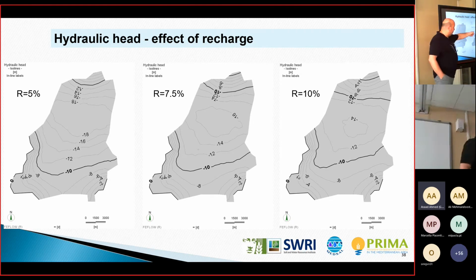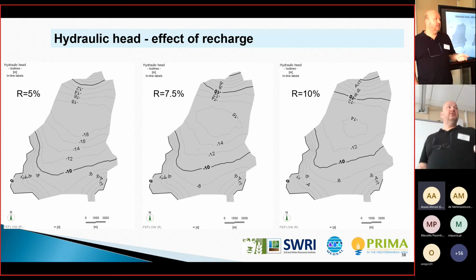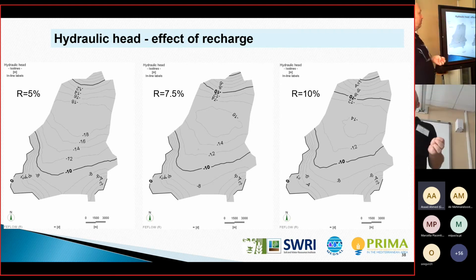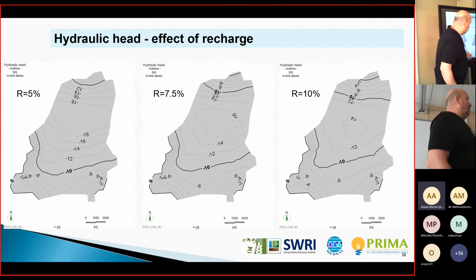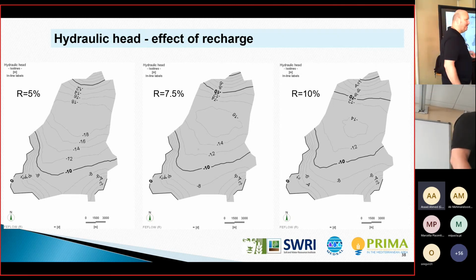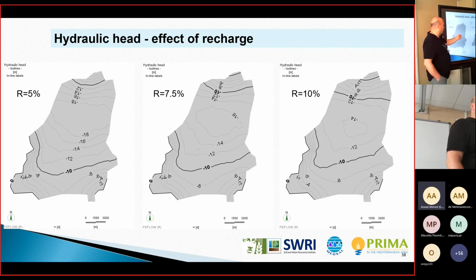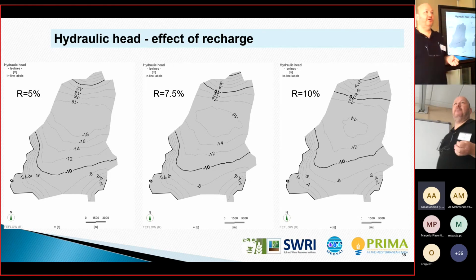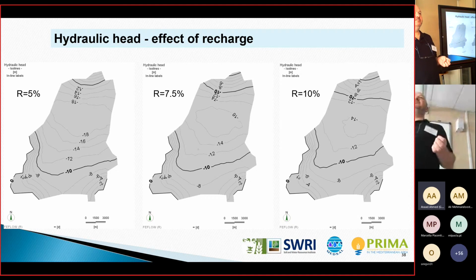But in the middle of the aquifer, or on the north part of the aquifer, as you can see, we take quite different results. And particularly for the 10% of recharge, we see higher values of hydraulic head. We see minus 14 in the middle, compared to minus 18 here. Why do we see higher values in the 10% of recharge? Can someone tell? It's very simple.